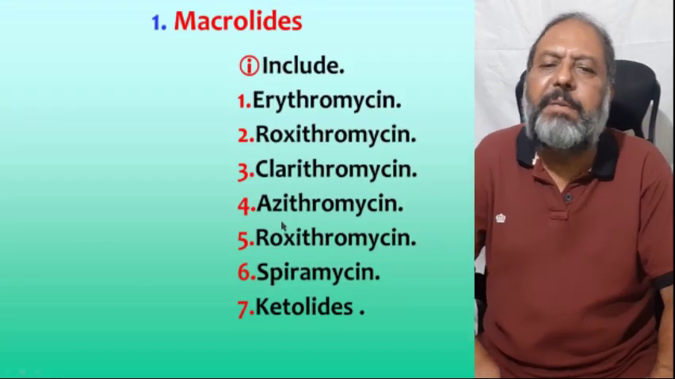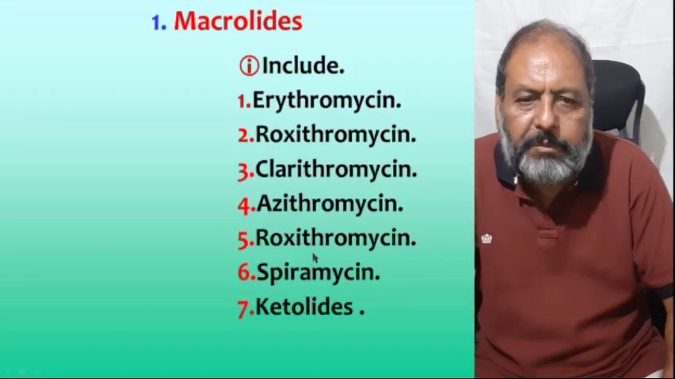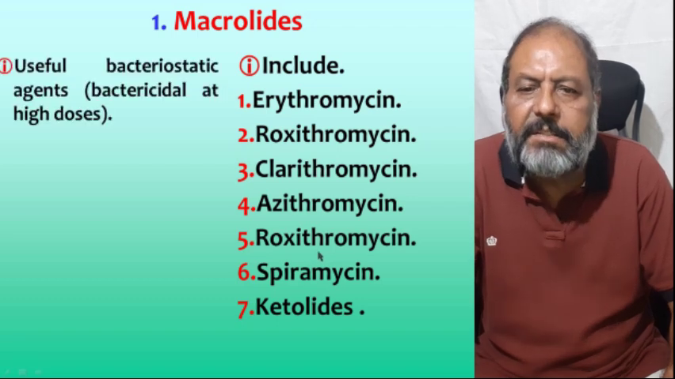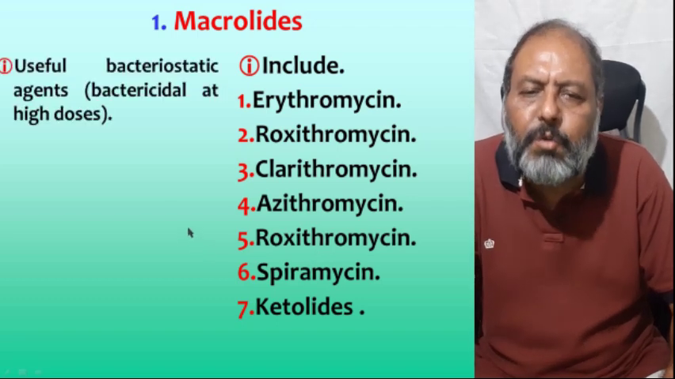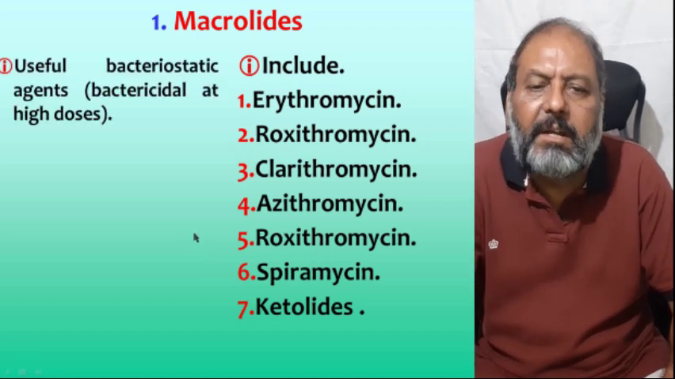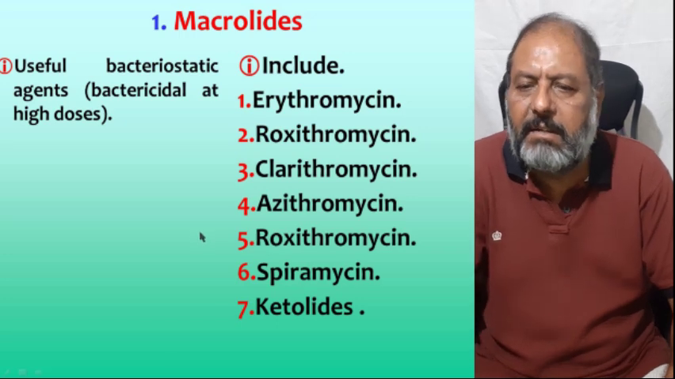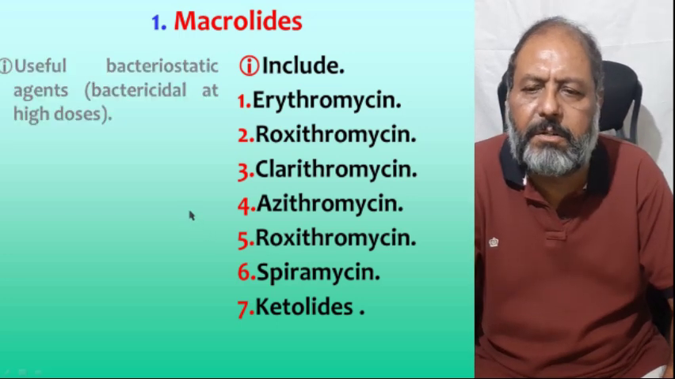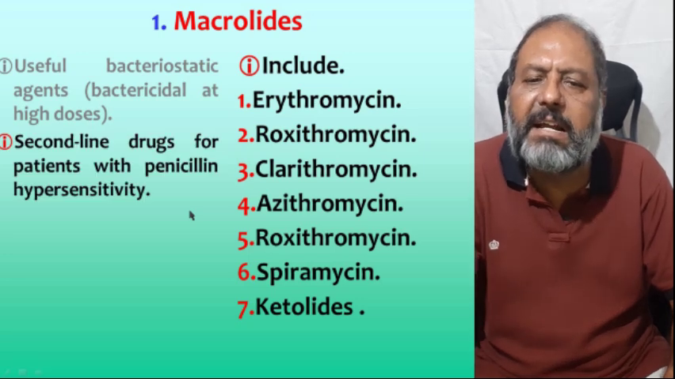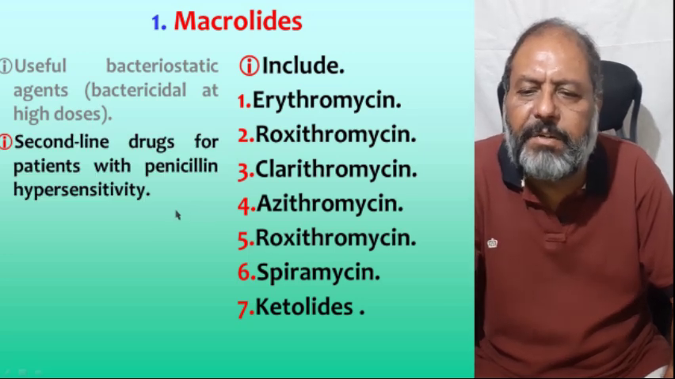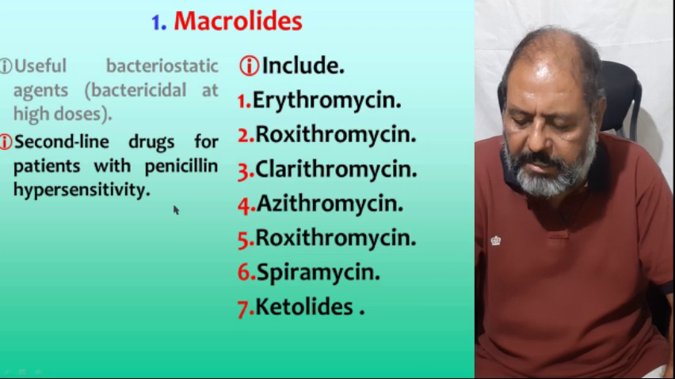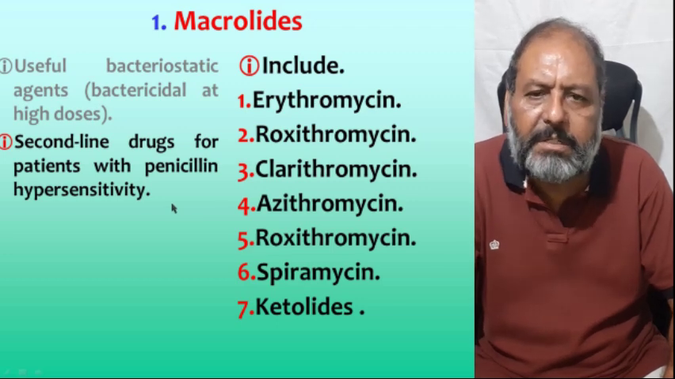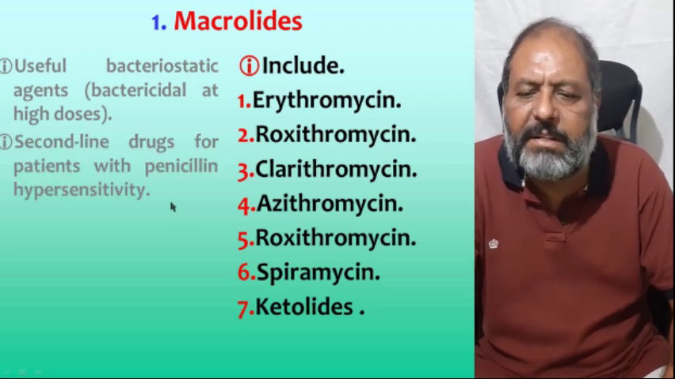Now, coming to the macrolide group, these macrolides are useful bacteriostatic agents, and they are bactericidal at higher doses, but at lower doses, these are bacteriostatic. These are second line drugs for patients with penicillin hypersensitivity. So this macrolide group is used instead of penicillin.